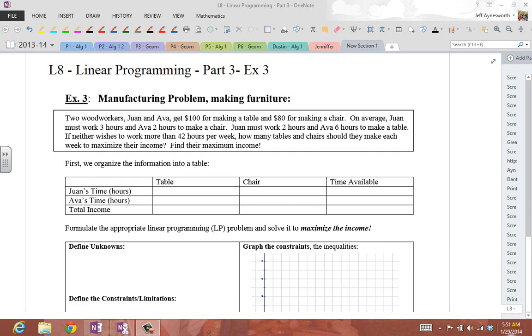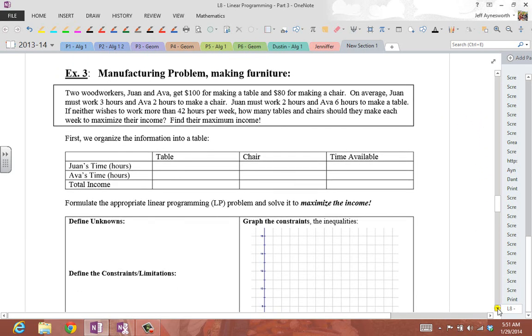We are in Lesson 8, Linear Programming, Part 3, example number 3. I'm going to go through another example with you about time manufacturing and making furniture. So let's read the problem, dissect it, and organize all this information in the form of a table first to see what we have.